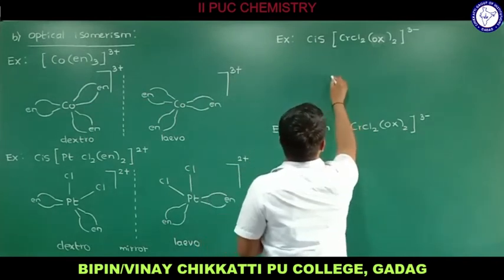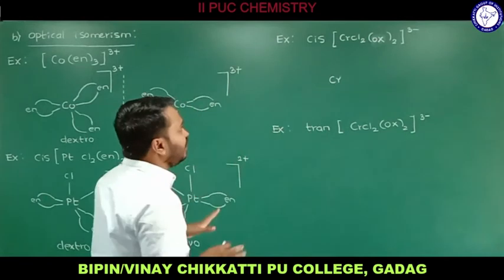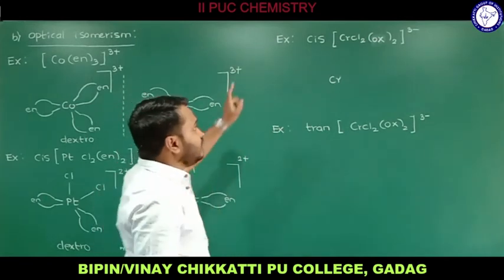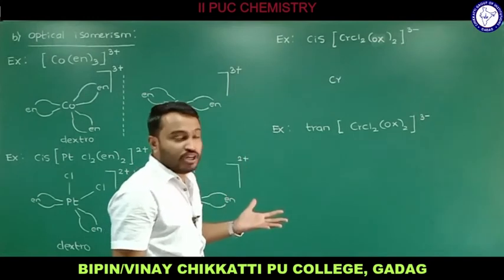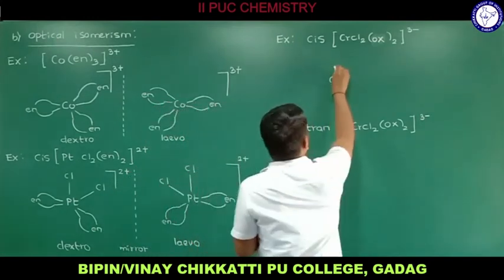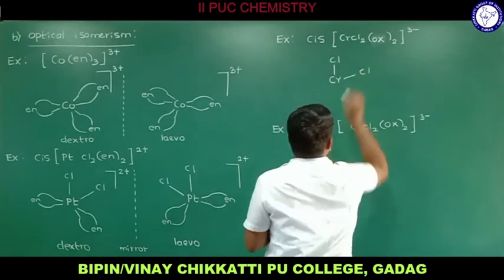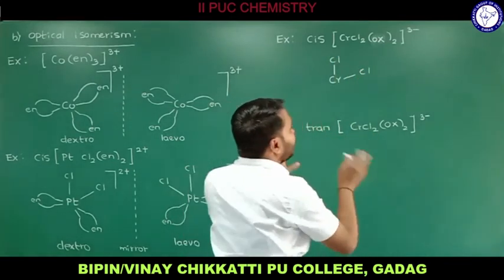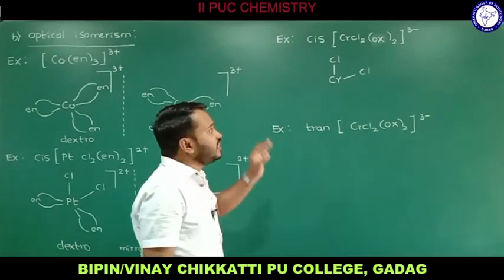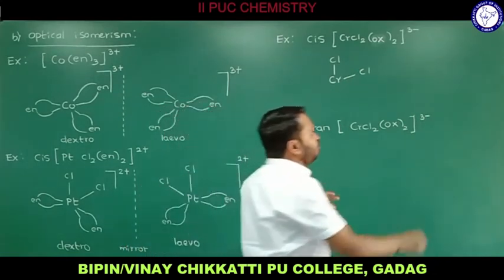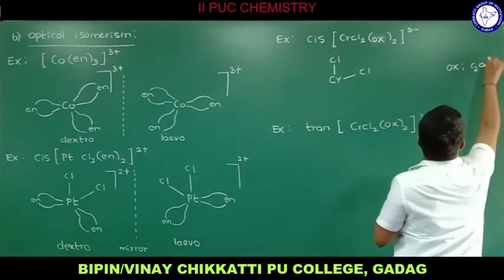So Cr will be the central metal atom, right? And we have 2Cl and we have 2 OX. Cis, since that is the prefix we have, cis isomer. Cis isomer, we have two identical ligands adjacent, Cl, I will write here. We have one more ligand, that is OX. OX is the oxalate ion, C2O4 2 minus. I hope you know this OX. Actually, this is the oxalato C2O4 2 minus.